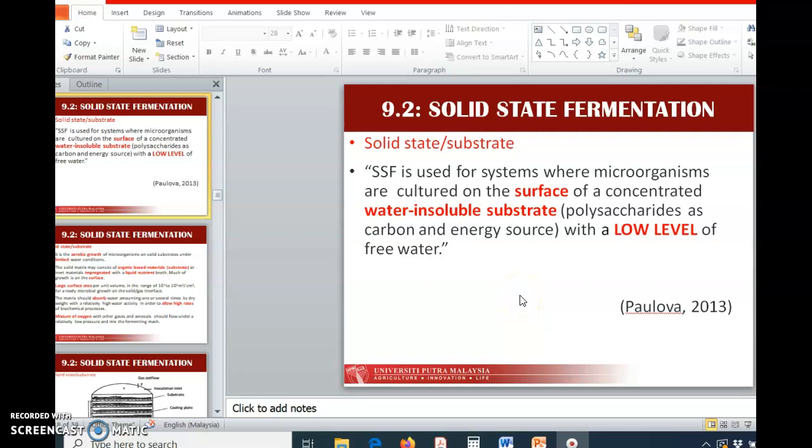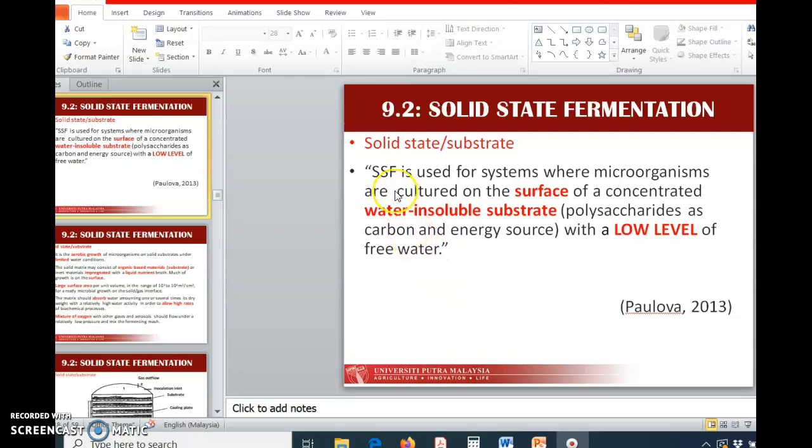Okay guys, now we are entering into a new topic of solid state fermentation. So basically there are two types of fermentation. The first one is the submerged involving liquid. The second one is solid state fermentation, means that the substrate is solid instead of liquid.